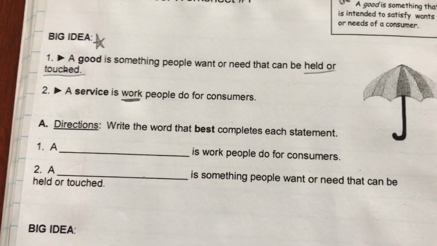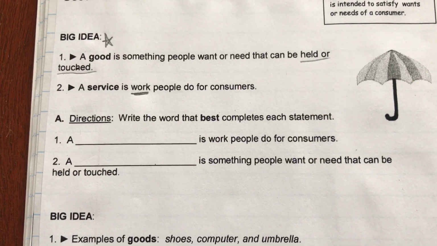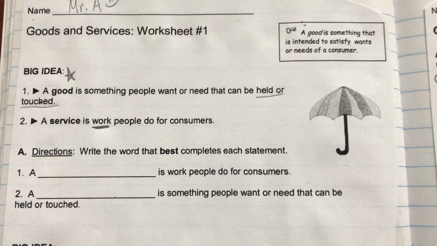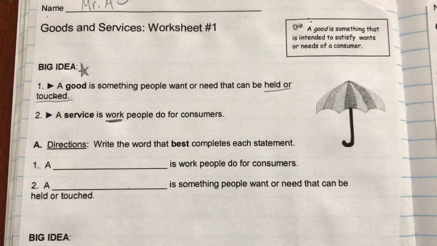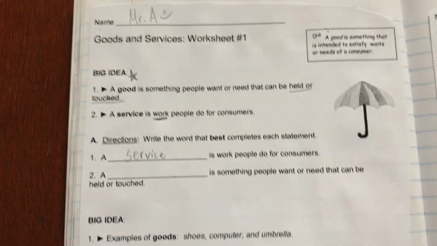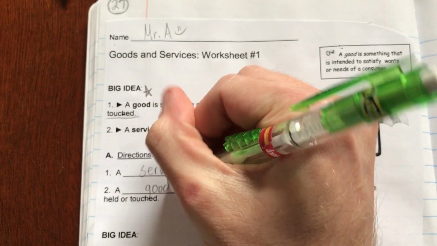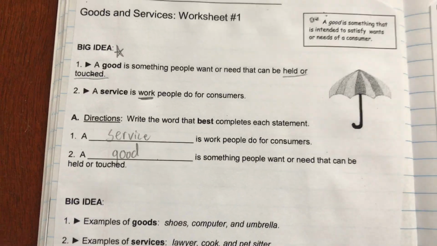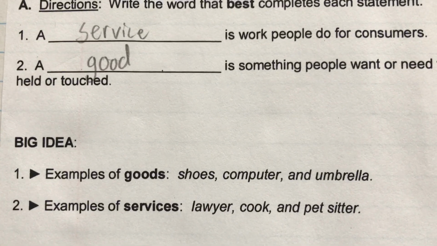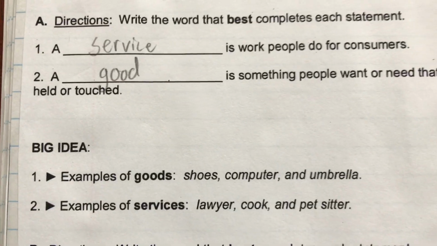And so if we look at the first one here, it says write the word that best completes each statement. A blank is work people do for customers, whereas a blank is something people want or need that can be held or touched. Well, if we look at our definitions right there, I think that we can figure those out. A service is something of work that people do for customers, whereas a good is something that people want or need that can be touched. And so if we look at some examples here of goods: shoes, computers, umbrellas, etc. Examples of services: lawyers, cooks, and pet sitters.